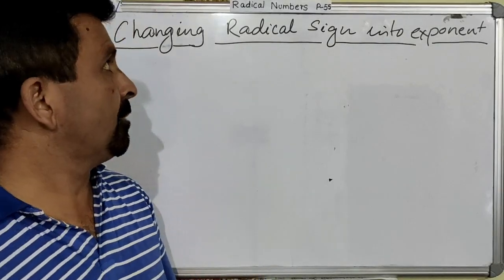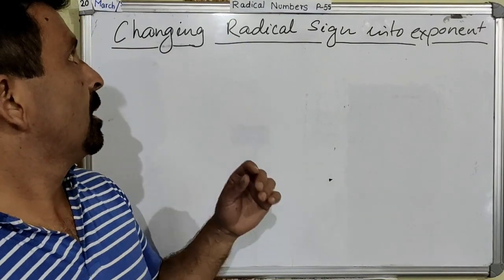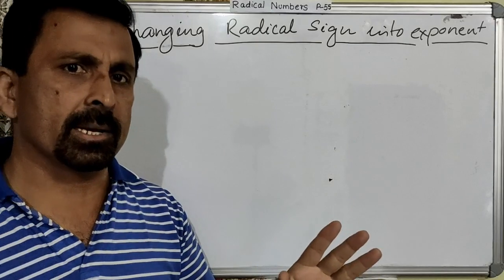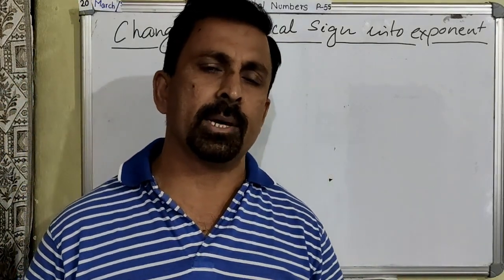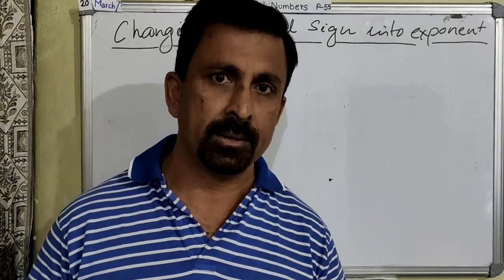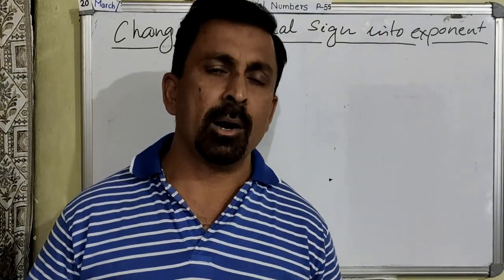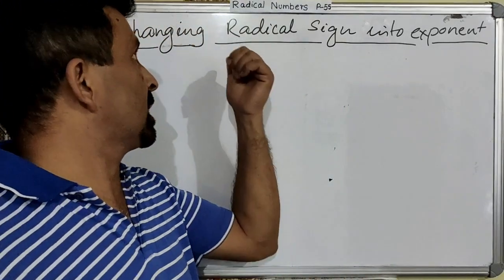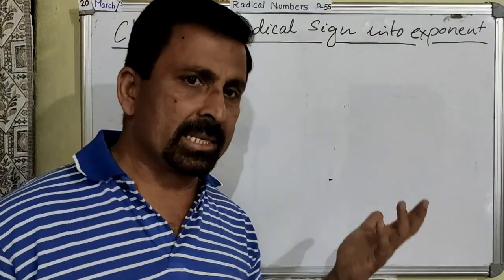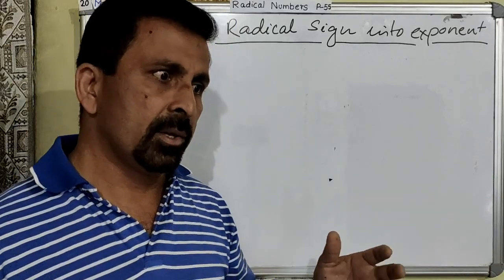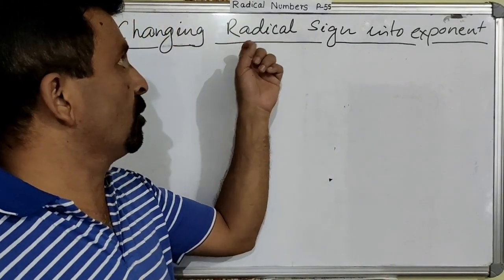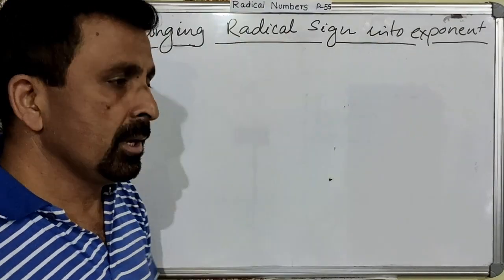The next topic we have is changing radical sign into exponent. Every radical sign can be converted into exponent. Exponent means power. Power means degree. Clear? So we are going to learn how we can change this radical sign into exponent, because sometimes when solving a question, you may have to use this skill. Therefore, we will learn how to change the radical sign into exponent.